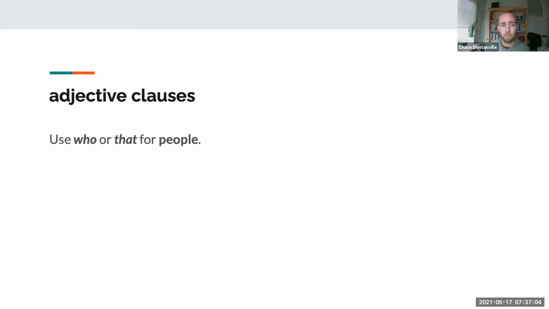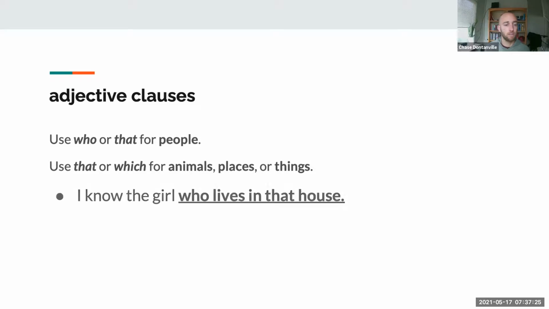Now, if you're talking about people, we use who or that. If you're talking about other things like animals, places, we use that or which. So that is okay for people or things. Who is only for people, and which is only for things like animals, places, etc. For example, I know the girl who lives in that house. So who lives in that house is an adjective clause about the girl. It's describing the girl. So we use who.